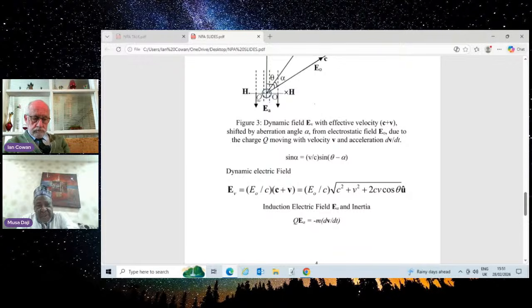The induction electric field is here indicated as EA. This electric field acts on the very charge producing it. It produces the inertial force. So if you multiply the value of the charge producing the induction electric field with the induction electric field, that will give you an expression for the induction force.